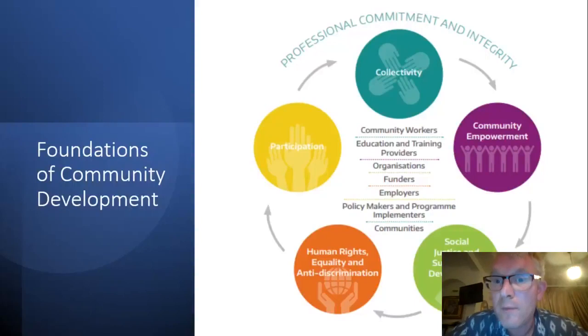Community development and community work very much revolves around collectivity, everybody coming together to participate in making a positive change for a community, to tackle social problems, to tackle issues which are having a negative impact on social cohesion within the community. And very much there needs to be an element of community empowerment, empowering individuals, especially those who are most marginalised and disadvantaged, to make decisions which impact on their daily lives. And furthermore, any changes which are implemented need to be based around social justice and sustainable development.